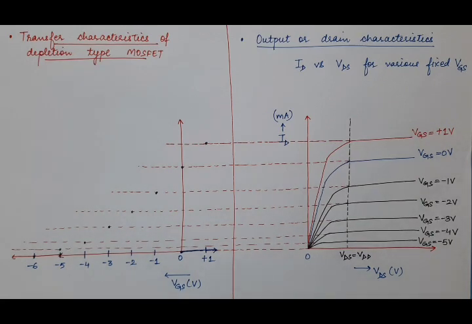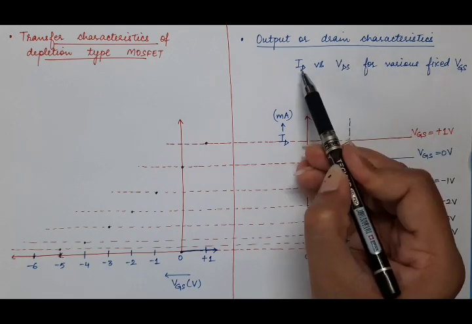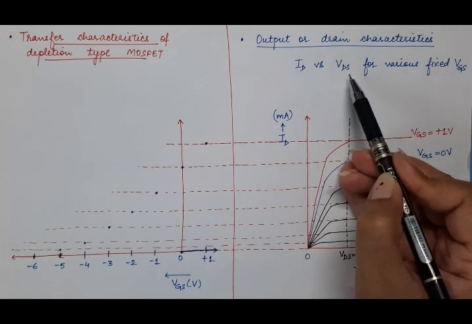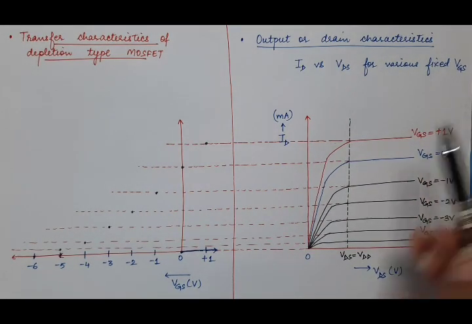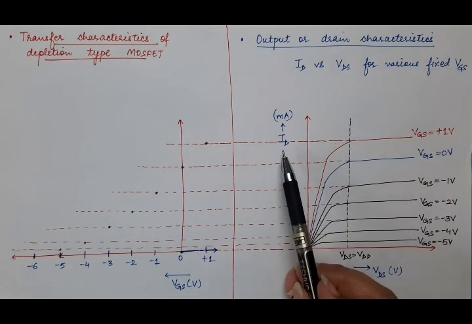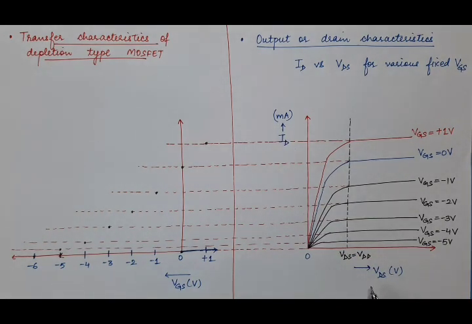Next is characteristics. We know that there are two types of characteristics of field effect transistors. First are output or drain characteristics. Second are transfer characteristics. And what are output or drain characteristics? These are the variations of output current with output voltage for various fixed values of input voltage. Here along the y-axis we have plotted drain current in milliamperes, and along the x-axis we have drain source voltage VDS measured in volts.